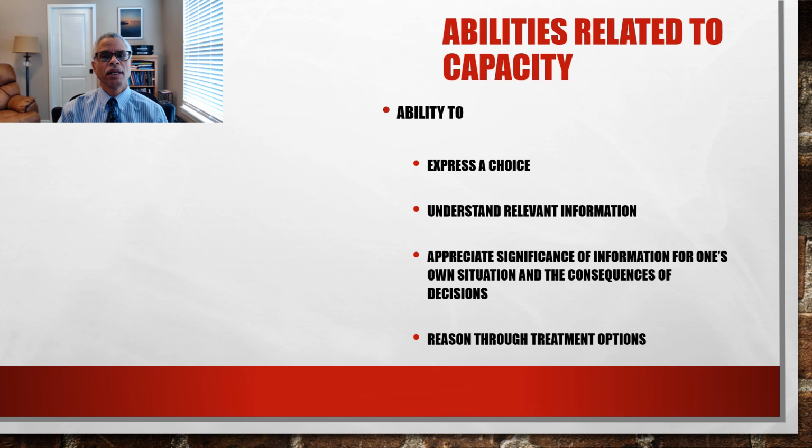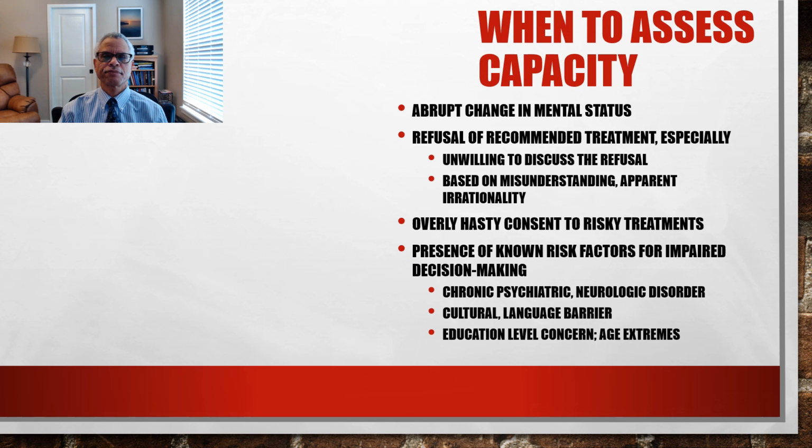The abilities related to capacity are the ability to express a choice, understand relevant information, appreciate the significance of information for one's own situation, and the ability to reason through treatment options. It's always a good idea to reassess capacity when there's been an abrupt change in mental status, which can happen in delirium. And there are other situations listed on this slide in which it's important to reassess decisional capacity.